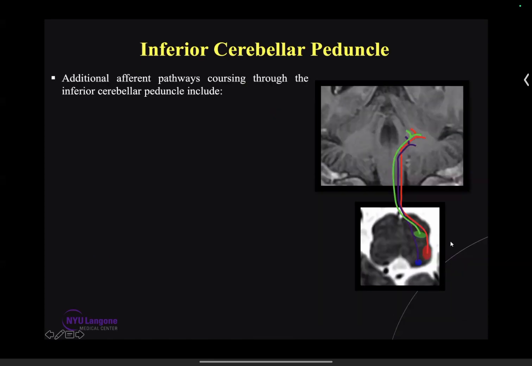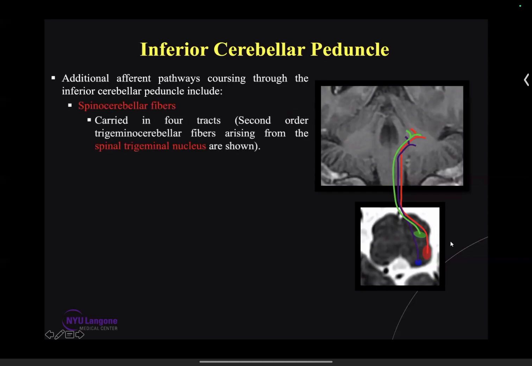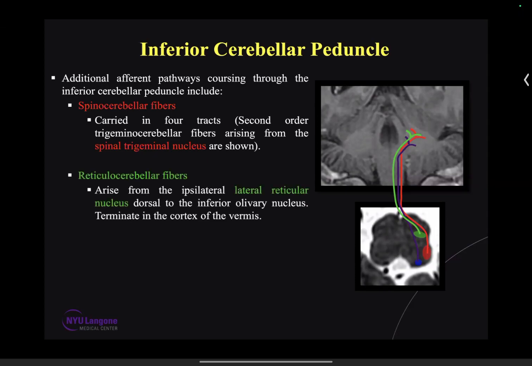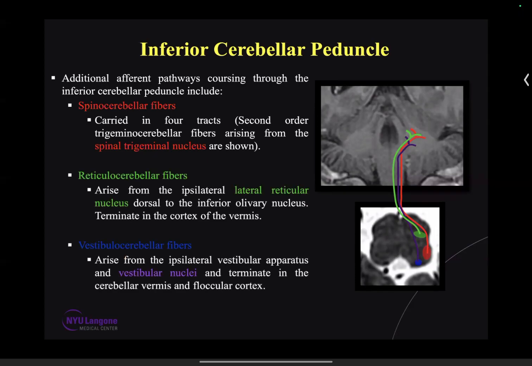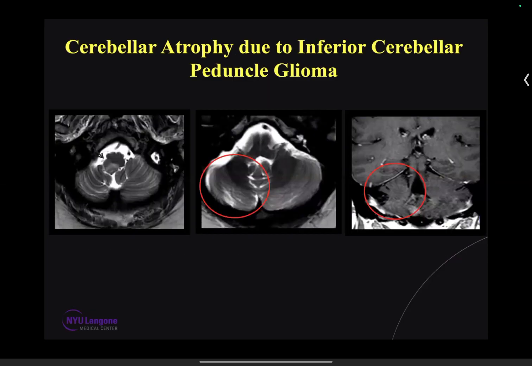And then these are the other fibers. Again, not an accurate description, just a diagrammatic cartoon to show you that there are spinocerebellar fibers, reticulocerebellar fibers, and vestibulocerebellar fibers, which connect structures in the lower brainstem or spinal cord with the cerebellum, right? And all these tracts are running through the inferior cerebellar peduncle, a very, very important structure.